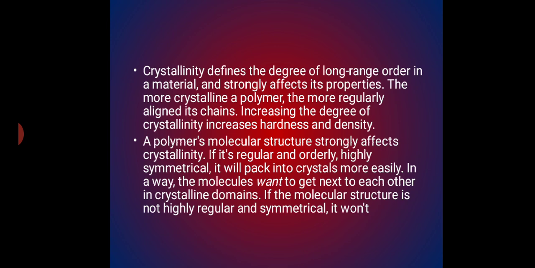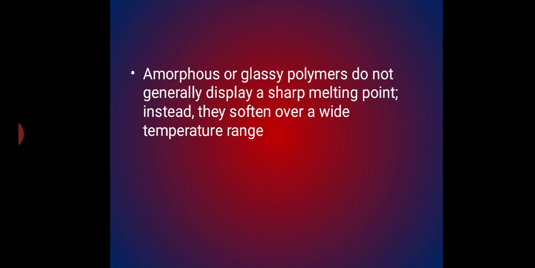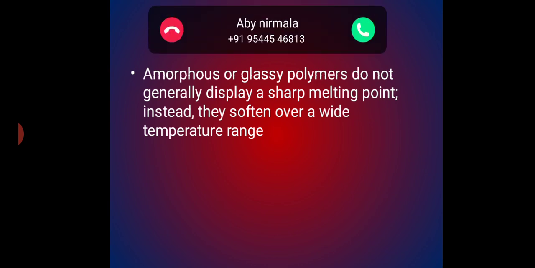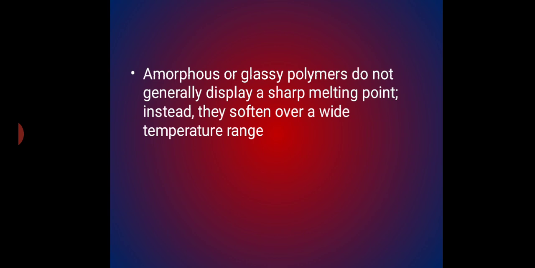Next point is crystallinity and amorphism. So these two things, the crystalline nature as well as the amorphous nature. One is very rigid, the other one is not that rigid, without a proper structure. Amorphous or glassy polymers do not generally display a sharp melting point. Instead, they soften over a wide temperature range.